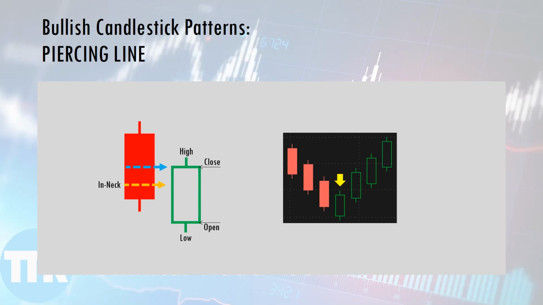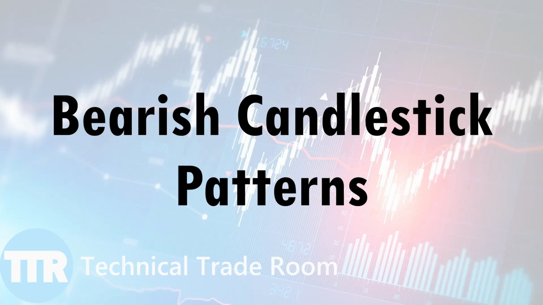If it closes below the halfway point, we call this an in-neck candle. If it closes around the opening of the previous candle, we call this an on-neck candle. If we find a piercing line, this is a reversal sign, and a positive trend may be seen after this. Now that we've covered 10 bullish patterns, let's cover 10 bearish candlestick patterns.